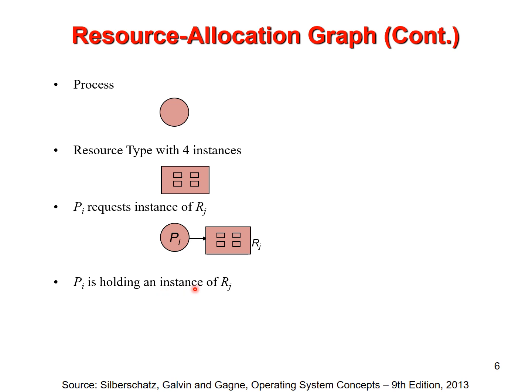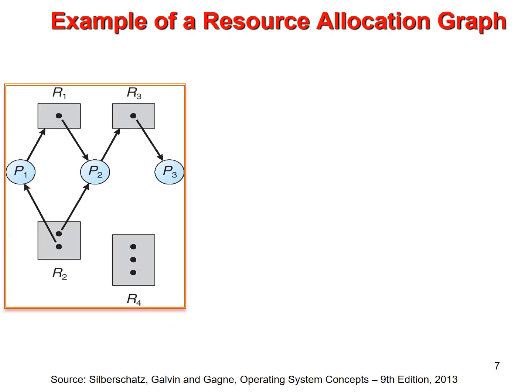Pi is holding an instance of Rj, which means this resource Rj is assigned to the process. So now Pi is holding a particular instance of this particular resource type. This is a resource allocation graph.